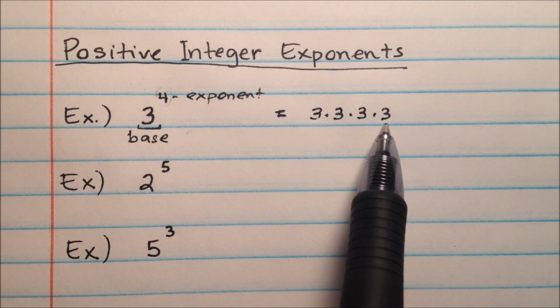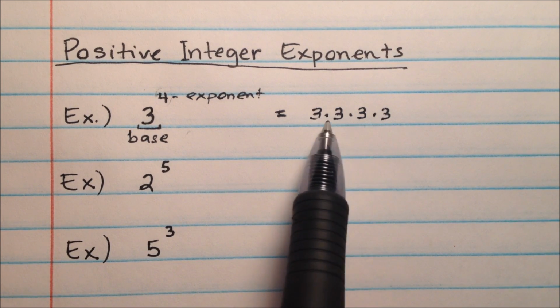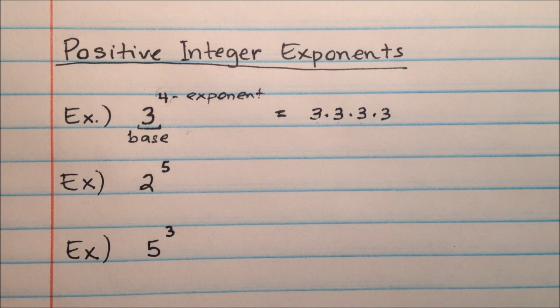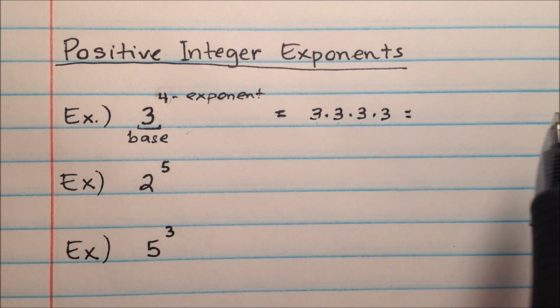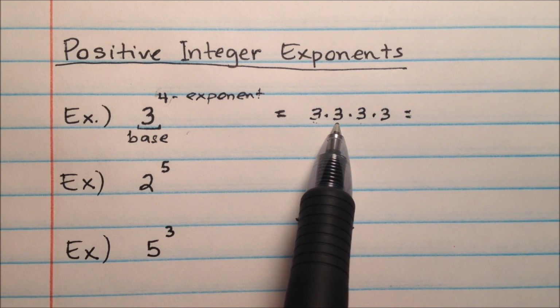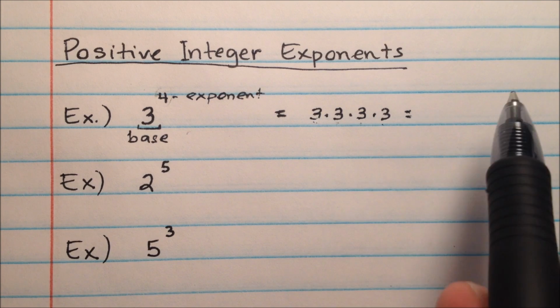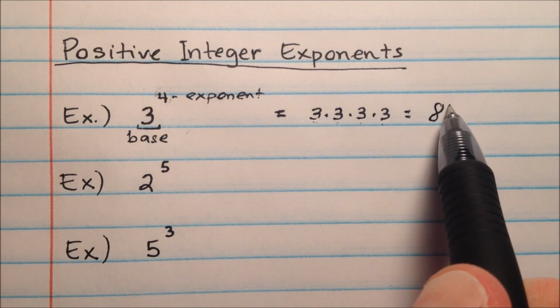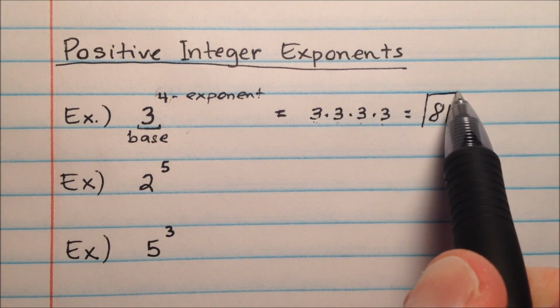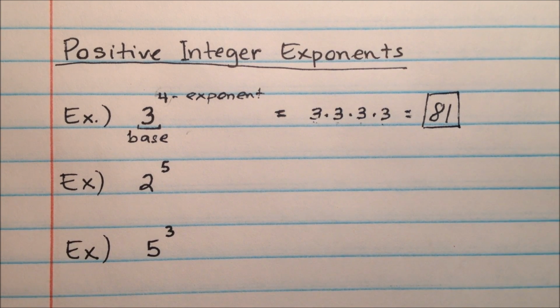Again, 3 is our base. 4, which is our exponent, is the number of times that we're going to have 3 be multiplied by itself. So when I do this, 3 times 3 is 9. 9 times 3 is 27. And 27 times 3 is 81. So you just walk yourself through it and multiply each one at a time until you've gotten them all.